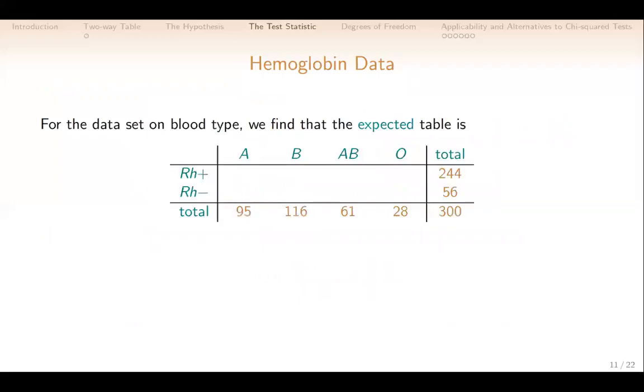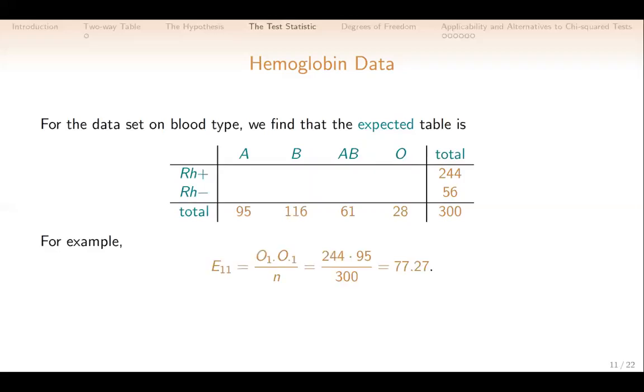So there's my table, and I put in the marginals, right? The total number of people with type A blood is 95, and here I have the tops correctly listed. Total number of people with AB blood is 61. The number of RH positive people is 244. And the number of RH negative people is 56. And you can check the sums along the columns or the sums along the rows, and you can get 300 both times. That's one thing I do to check my arithmetic.